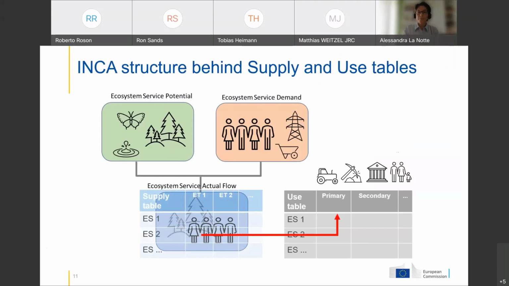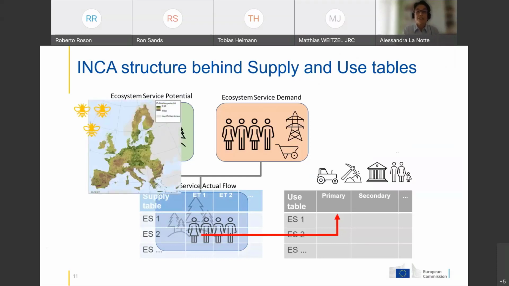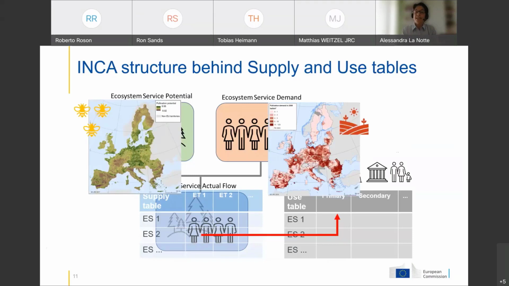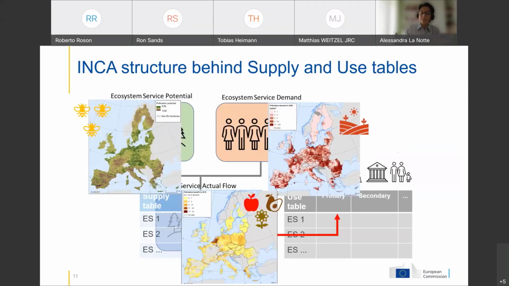In our case, for our example, what we were looking at was pollination. As ecosystem service potential, the ecological model was assessing and mapping the habitat suitability to host pollinators in Europe, where the ecosystem service demand is the presence of all these crops that depend on pollinators. So the ecosystem service actual flow is the combination of where you have ecosystems able to naturally provide wild pollinators and where there is the effective demand for these wild pollinators, because only part of the crops need pollinators. It's not that all crops need pollinators.